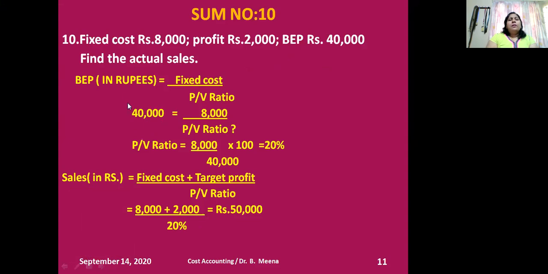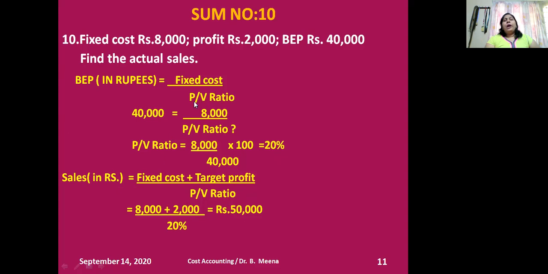So I repeat, BEP in rupees is equal to fixed cost divided by PV ratio. So BEP in rupees I knew, that's why I wrote it on my left hand side. Fixed cost is 8,000, PV ratio question mark. So PV ratio will go to the left hand side and 40,000 will come on the right hand side, but under the denominator. So 8,000 divided by 40,000. PV ratio is always mentioned as a percentage. That's why I multiply by 100. Simplify this, then you will get 20%. So if I knew the PV ratio 20%, I could substitute here to find out the sales.